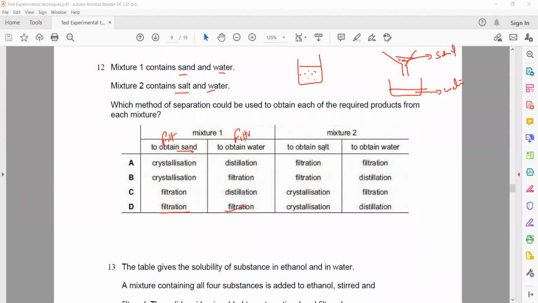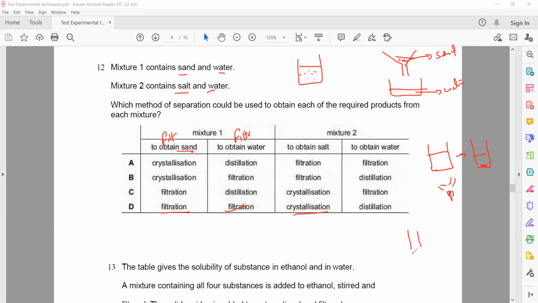If we want to obtain the salt, a soluble salt, a salt solution is there, so we can use crystallization. What is crystallization? We heat and concentrate the solution, so the amount of the liquid will reduce and the solid will appear. That is called crystallization. And if we want the water, we can use distillation.